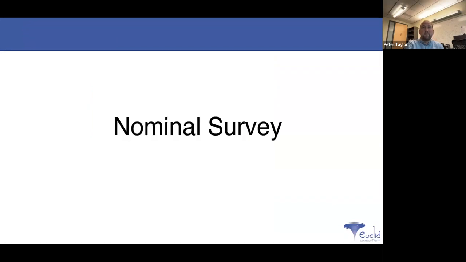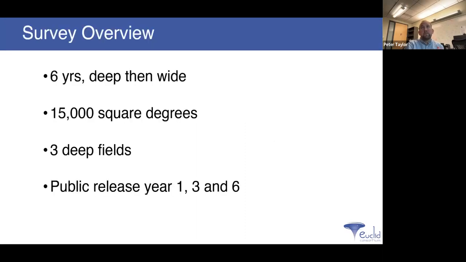Okay, so what are our plans for the survey over the next couple of years? So nominally, Euclid is going to be a 6-year mission. There's a possibility that this could be extended, really depending on the availability of fuel. And the survey strategy, unlike LSST, which goes wide then deep, in Euclid, we're going to go deep and then wide. We're going to cover about 15,000 square degrees in the wide survey. So this is essentially the entire extragalactic sky once you cut out the galactic and ecliptic planes.